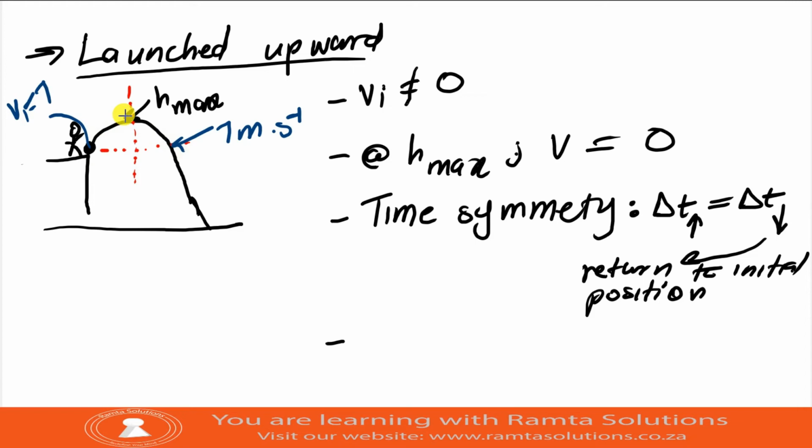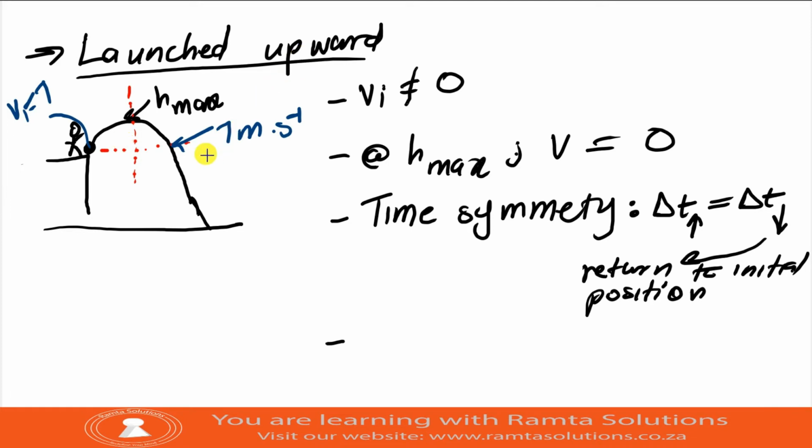Okay, magnitudes will be equal. However, because they are vector quantities, one will be positive and the other will be negative, depending on the position you chose as positive.